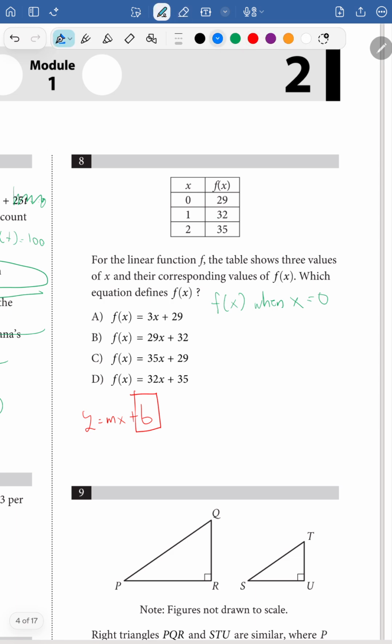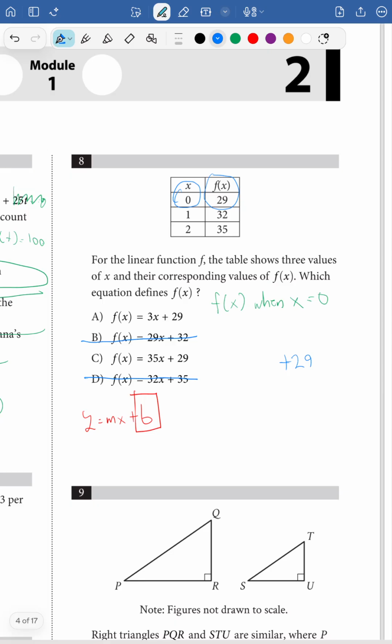x is 0 right here. And what is the value of f of x when x is 0? It is 29. So we know that the y-intercept, which we will write like this, plus 29, because that would take the spot of b, would be 29. And 2 answer choices, B and D, have 32 and 35 as their y-intercept, and we know that is not right, so we can cross those out. Now we are left with A and C.